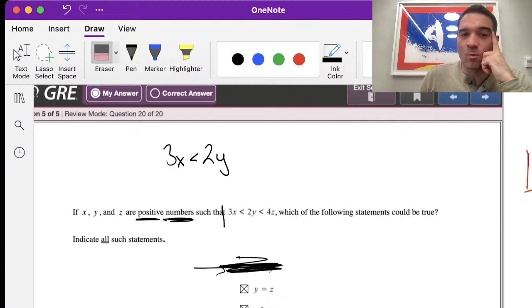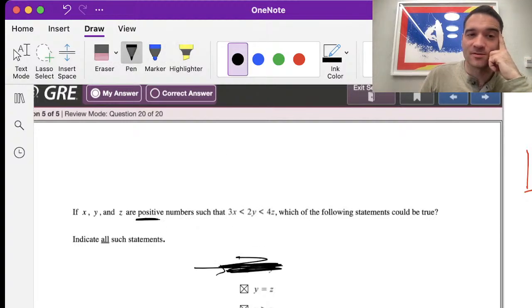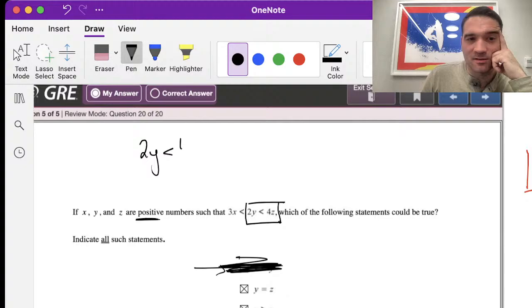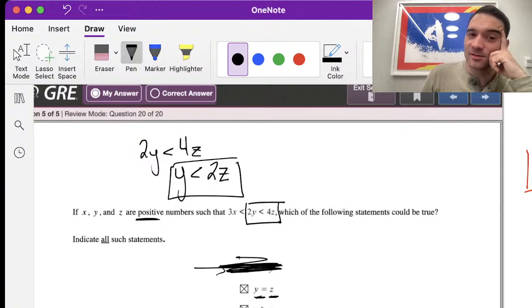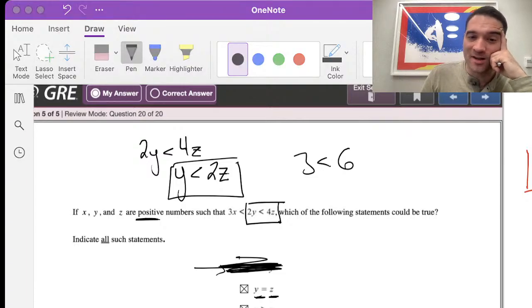Is it possible for y to equal z? Well, let's find out. We'll just look at this one in isolation. 2y is less than 4z. Let's make our life a little easy. Divide both sides by 2, so that we get y is less than 2z. Is it possible for this to be true and still have this be true? Absolutely it is. Take the number 3. 3 is less than 6. Works for me. All we need is one example, and then we're good. So that's okay.